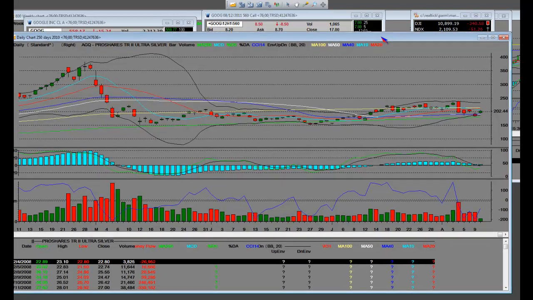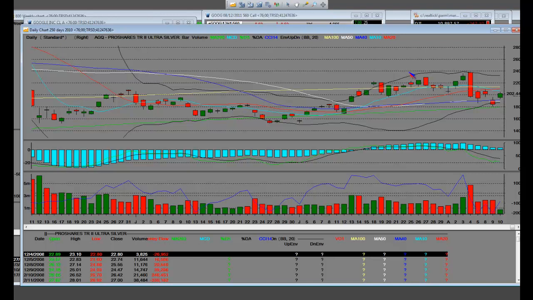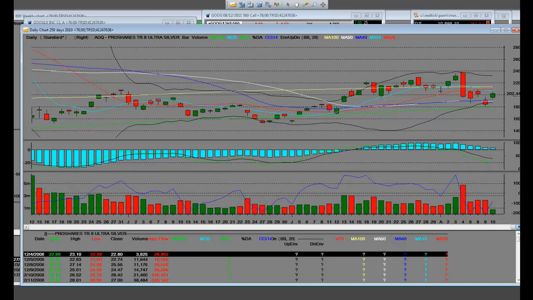AGQ. Here is a daily chart on it. The AGQ is the higher beta between SLV and the AGQ. 1 day, 2 day, 3 day, 4 day, 5 days. Today is the 5th day.